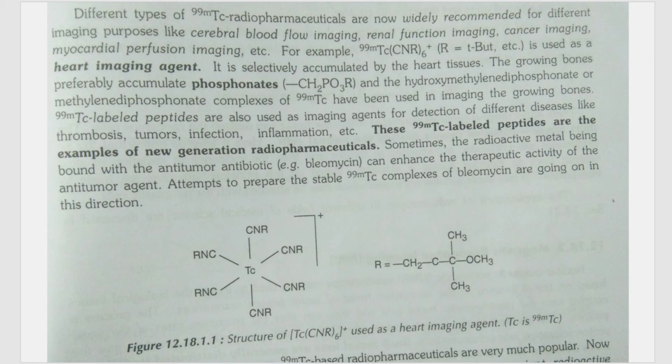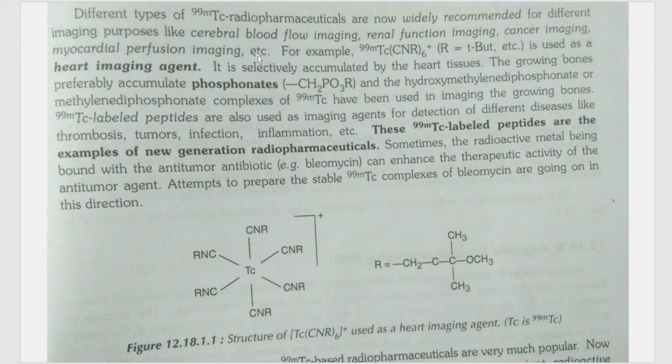Next, another example of a radioisotope is Tc-99m, a technetium-containing radioisotope, which is required for cerebral blood flow imaging, renal function imaging, cancer imaging, and myocardial perfusion imaging. So different types of imaging of the body or affected organs can be done by this technetium-containing radioisotope. It can get accumulated in the heart, so you can get images of the heart. It can also get accumulated in your bones, so bone imaging can also be done using this isotope.